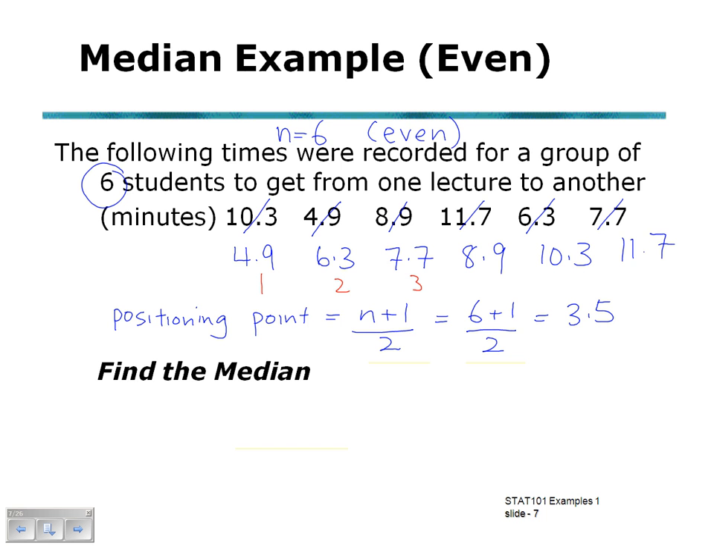So just labeling those, our median will occur halfway between the 7.7 and the 8.9. So to find that value, we will need to add together the 7.7 and the 8.9 and divide by 2 to find the value halfway between those two. And that gives us a median value of 22.6.